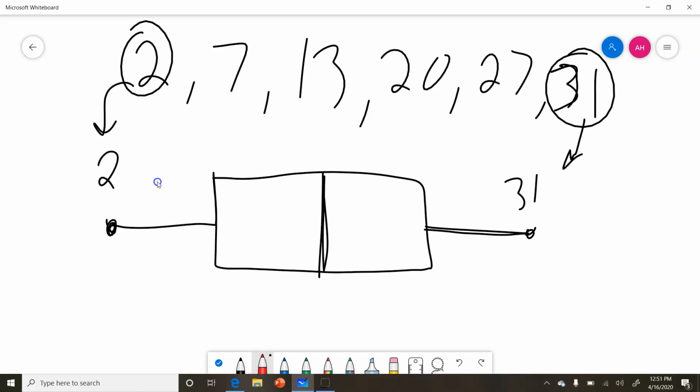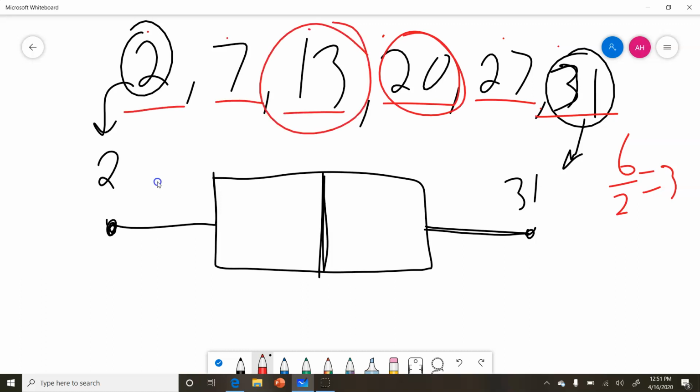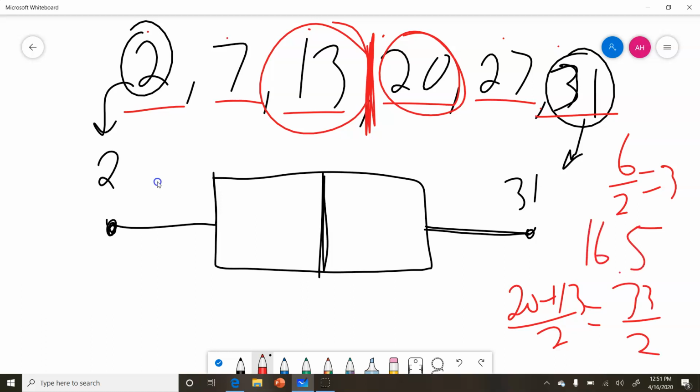So the median, I say, how many do I have? I have 1, 2, 3, 4, 5, 6. So that means I have 6 divided by 2 is 3. So I need to go 1, 2, 3, and it's that term, and I need to go 1, 2, 3, and it's that term. But it has to be what's in between there. So then I do 20 plus 13 divided by 2, which is 33 divided by 2, which is 16.5. So now I know that the middle quartile, the median, is 16.5.